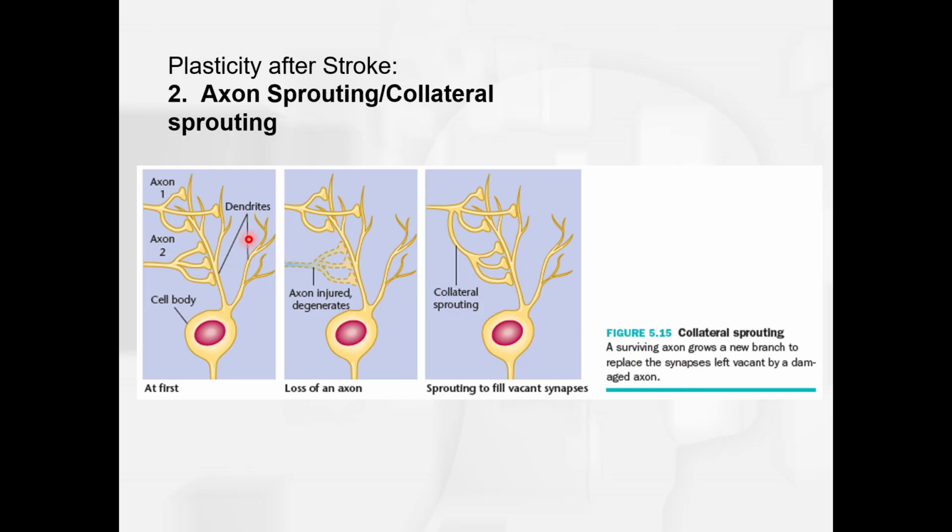Here's another diagram from your textbook showing the postsynaptic neuron, axon 2 and axon 1. They're both innervating the same postsynaptic neuron. There's an injury here and this axon degenerates. And so here you have these collateral sprouts to fill in and make up for that missing innervation.